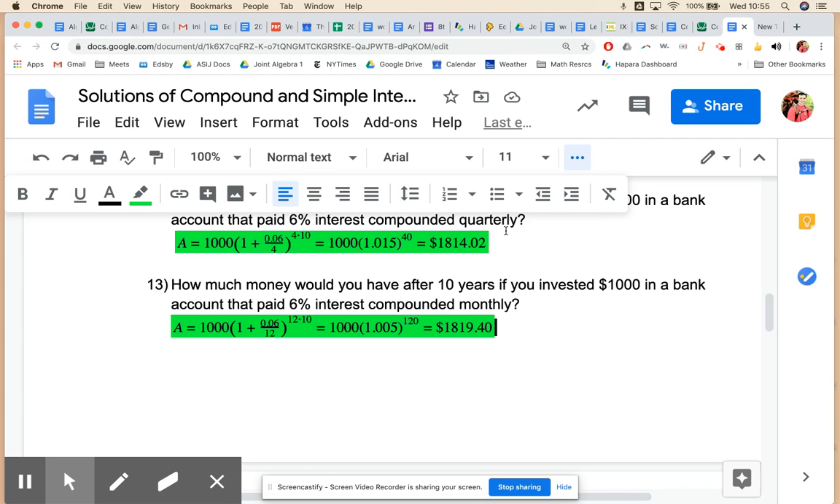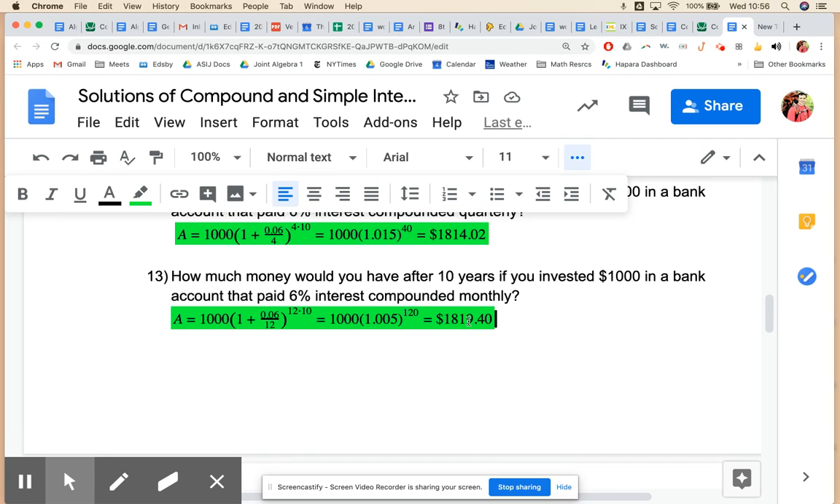Not a whole lot of difference between compounding monthly and compounding quarterly. So the fact that I'm compounding at all, 4 times a year, makes a much bigger difference than whether I'm compounding, in fact, 3 times as often as I'm doing that. It doesn't make as much of a difference.